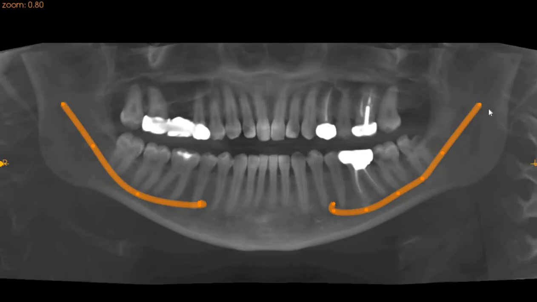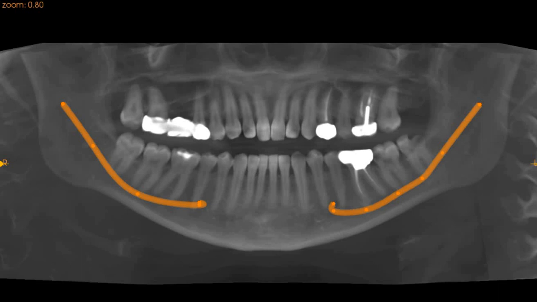So this is the panoramic view. We can see on the panoramic view that the inferior alveolar nerve seems to be in close association with the lower left third molar. The lower left second molar is grossly carious as well. The lower left third molar is grossly carious.